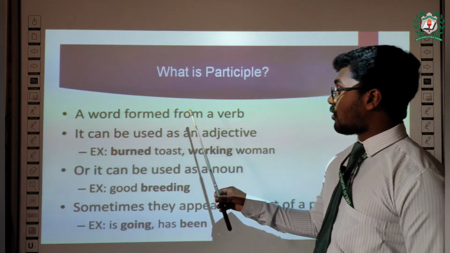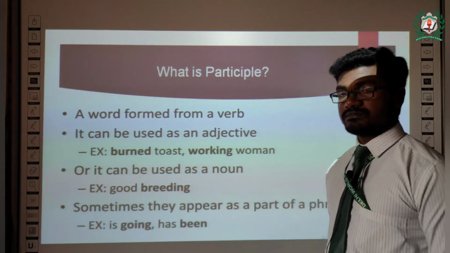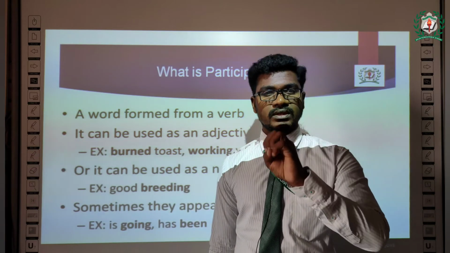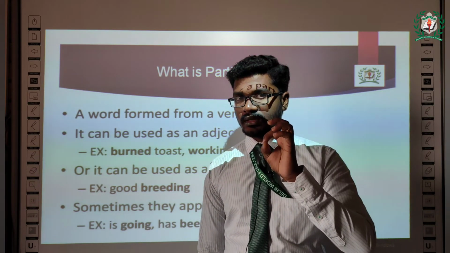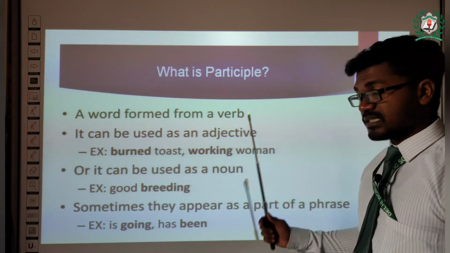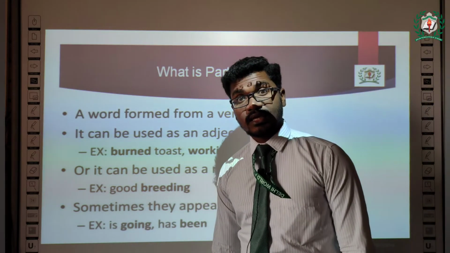What is a participle? A word formed from a verb. It is a word formed, it came out of the verb. What is a verb? Action, right? Action words. It can be used as an adjective.